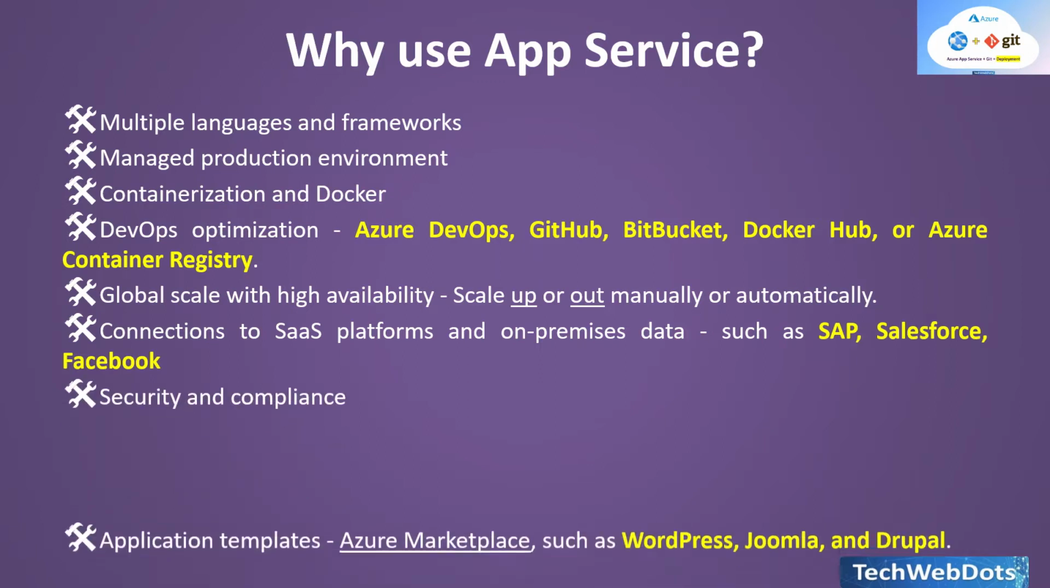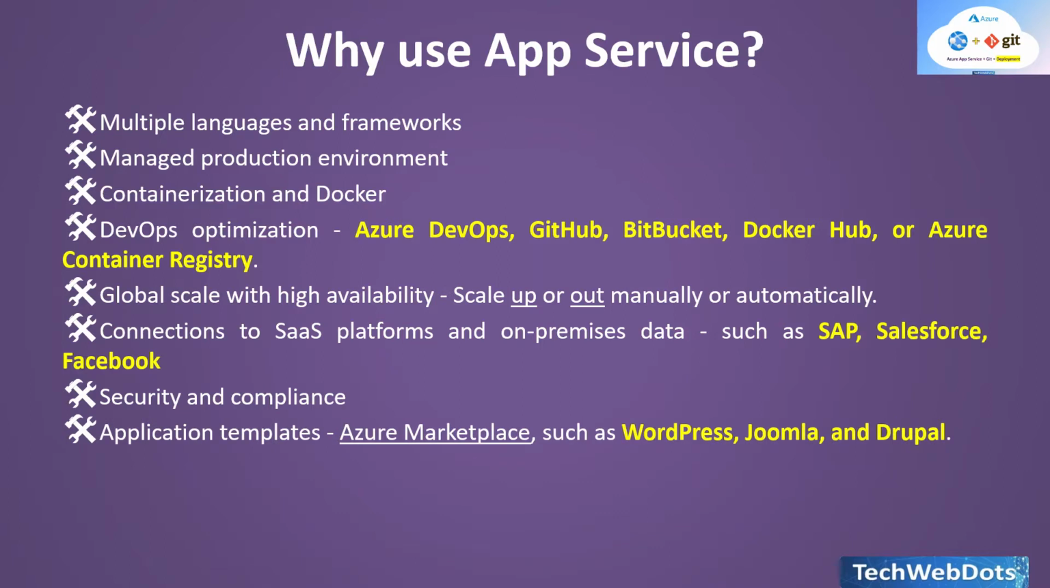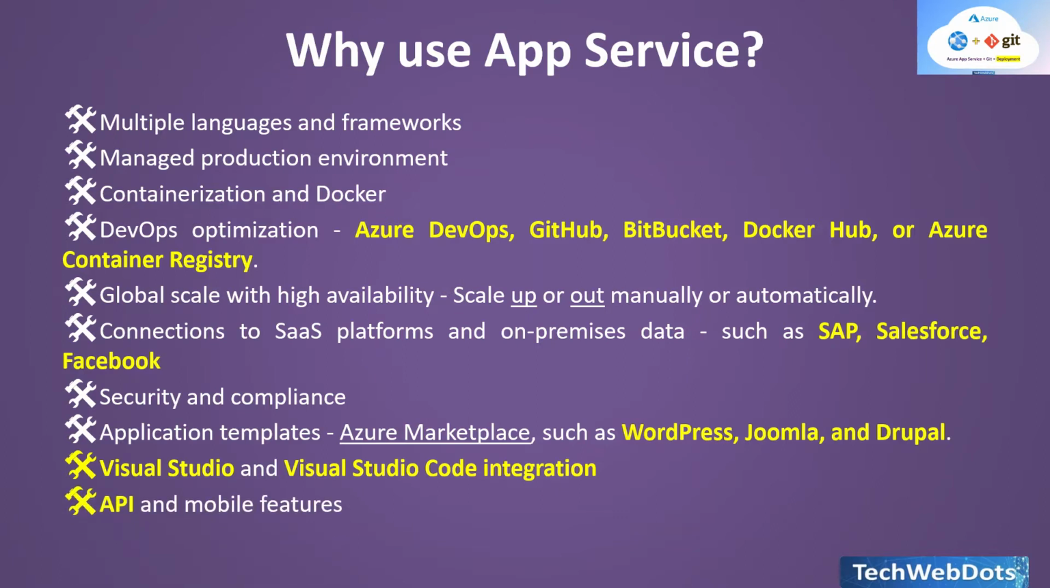Security and compliance is another feature of Azure App Service. There are also many templates available in Azure Marketplace, with examples such as WordPress, Joomla, and Drupal. Visual Studio and Visual Studio Code integration is also available, which is the best thing any C# or .NET developer can use from their integrated development environment. API and mobile features are available, and serverless code, which we call Azure Functions, can also run in App Service.